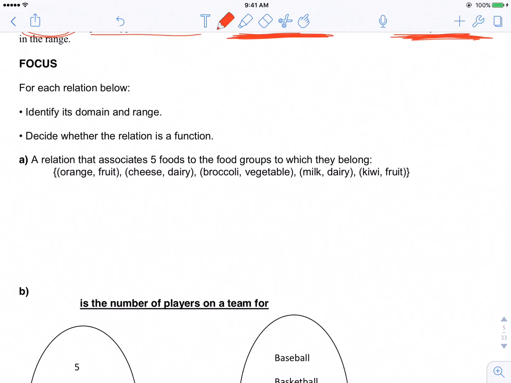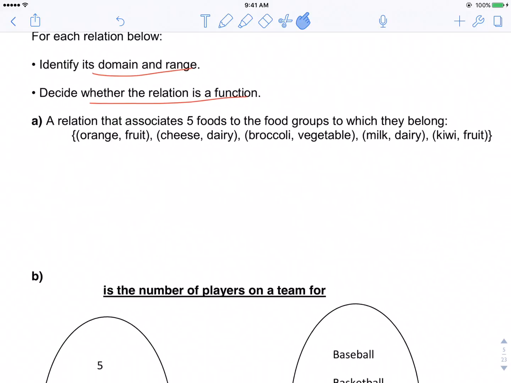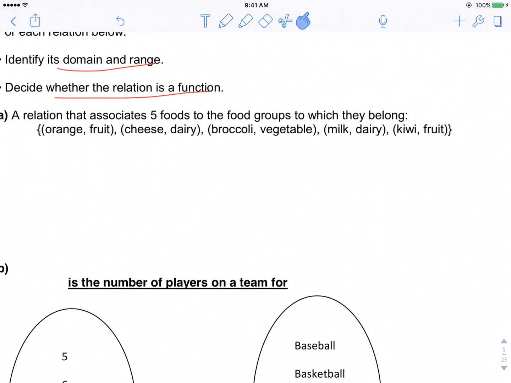So what are we going to look at? It says, for each relation below, identify the domain and range and decide whether the relation is a function. In question A, it says a relation that associates the five foods to the food groups to which they belong. And we have orange is a fruit, cheese is dairy, broccoli is vegetable, milk is dairy, kiwi is fruit. So remember from when we did our ordered pairs before, the first value in each of these ordered pairs is our domain value.